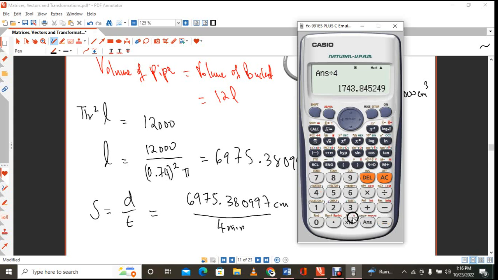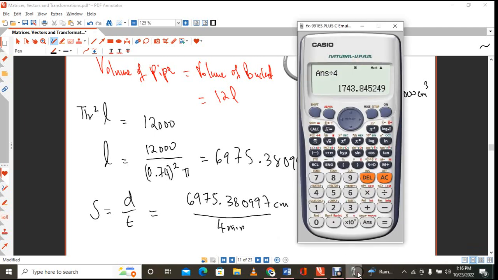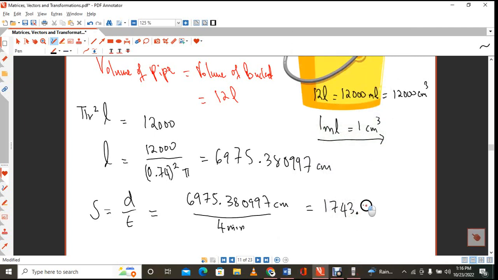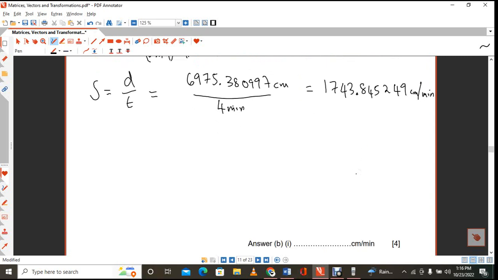1,743 and some more. So it's 1,743.845249. This is centimeters per minute. Right, so we're basically done. You just go ahead and write that answer to 3 significant figures. So it's 1740. That is to 3 significant figures.